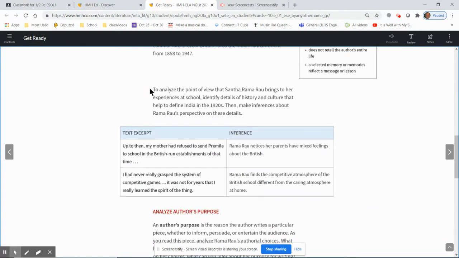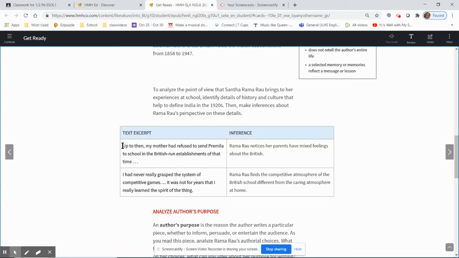Now, this next paragraph, to analyze the point of view that Santha Rama Rao brings to her experiences at school, identify details of history and culture that helped to define India in the 1920s, then make inferences about Rama Rao's perspective on these details. So you want to look at the history and the culture in the 1920s. Now that's our setting. We've got Santha Rama Rao in India in the 1920s, time and place.